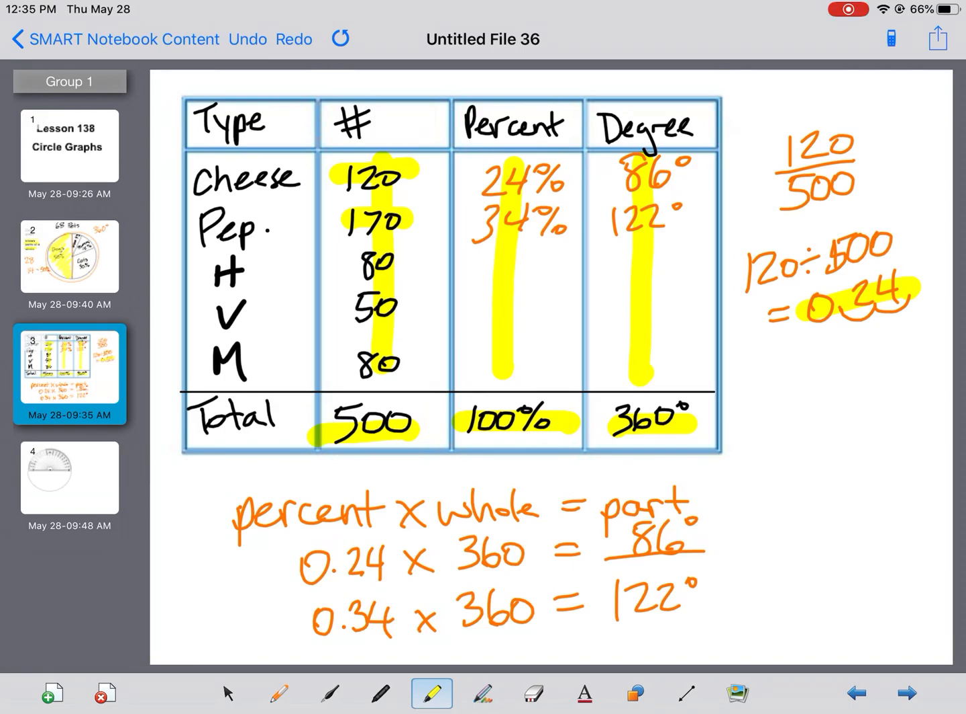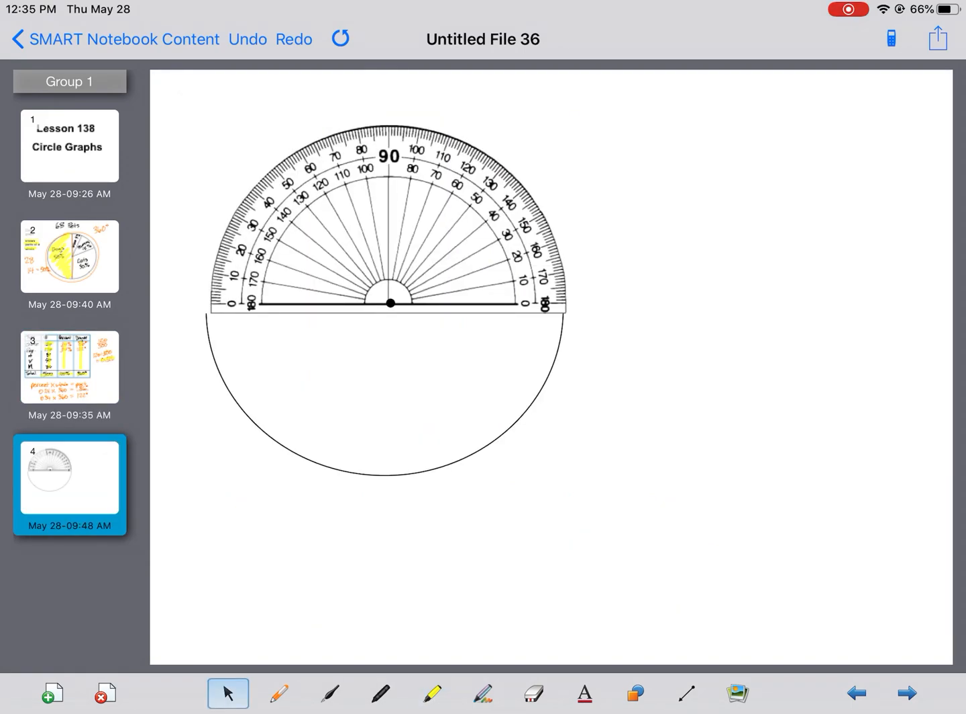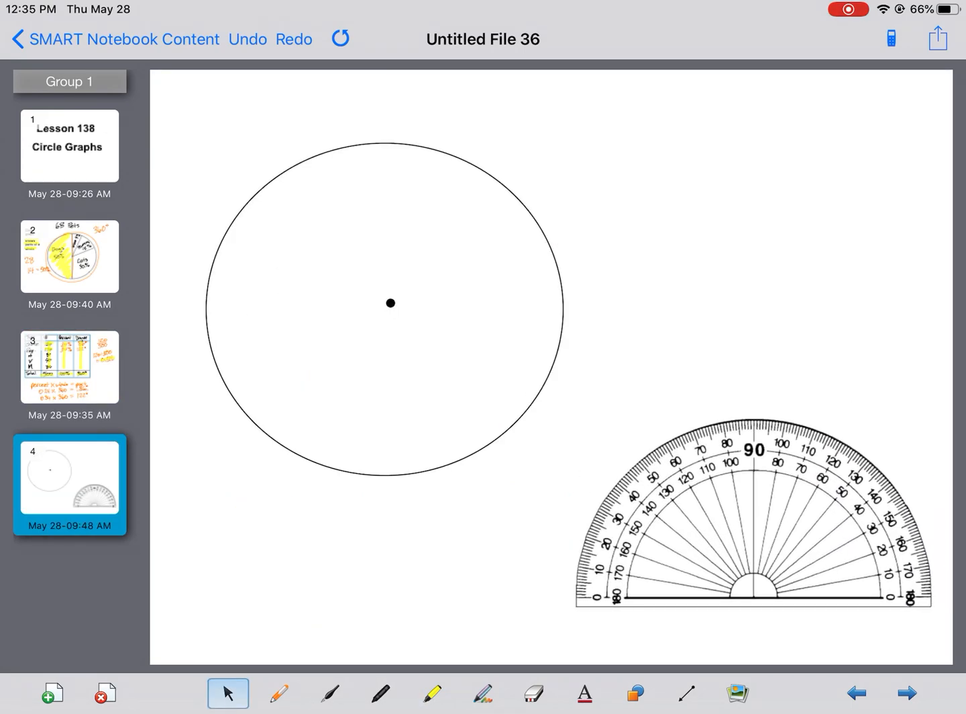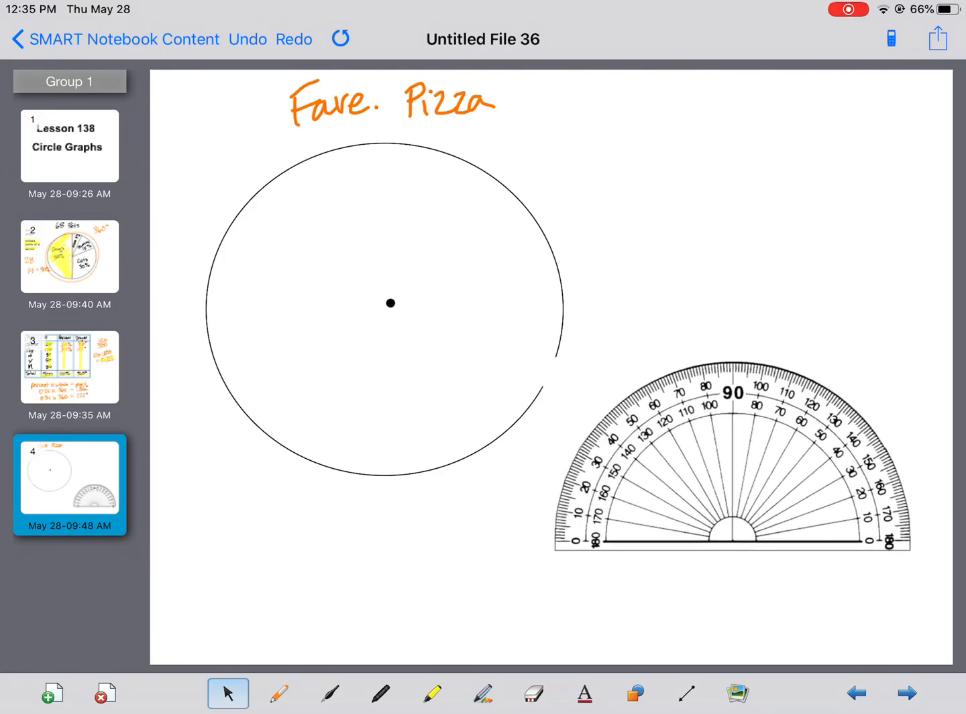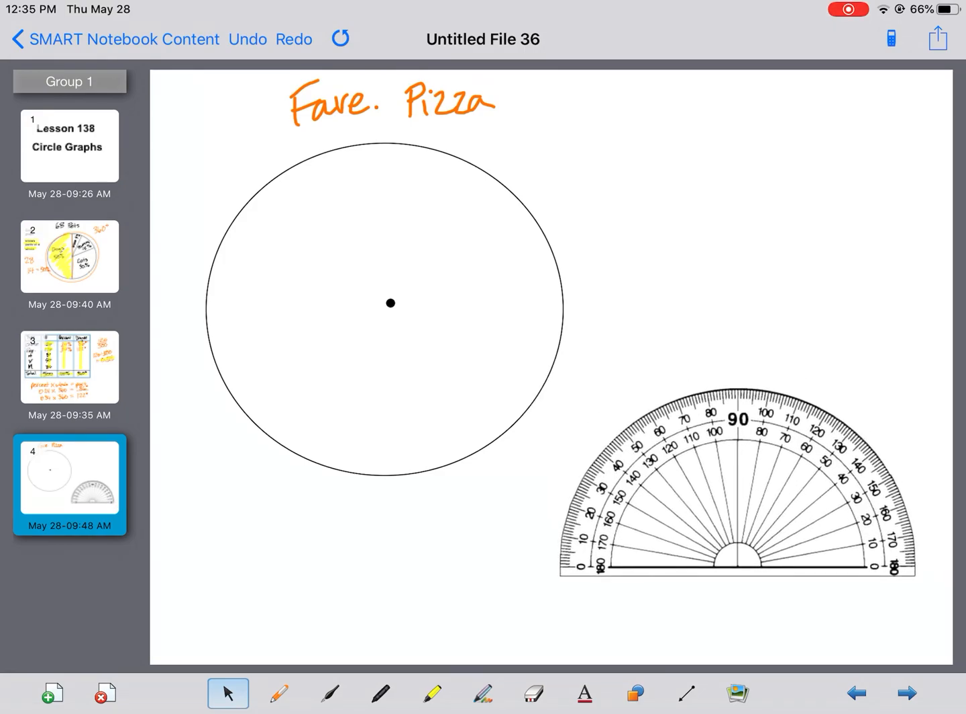All right, on to actually making the circle graph. So what you have on your paper is a circle that looks like this with a dot in the middle. That's going to be your center point. I think it also has a line at the top because you need to add a title. So you could title it as favorite pizza. And then you will need your protractor to create this circle graph. So we're going to start with the cheese pizza.